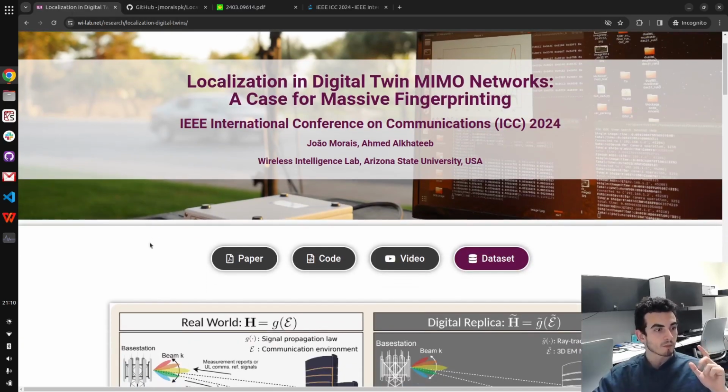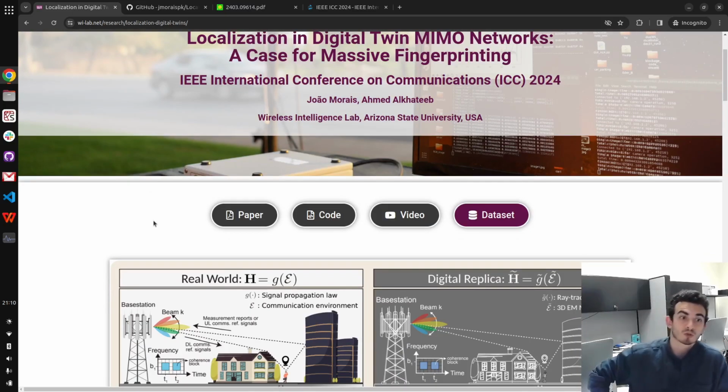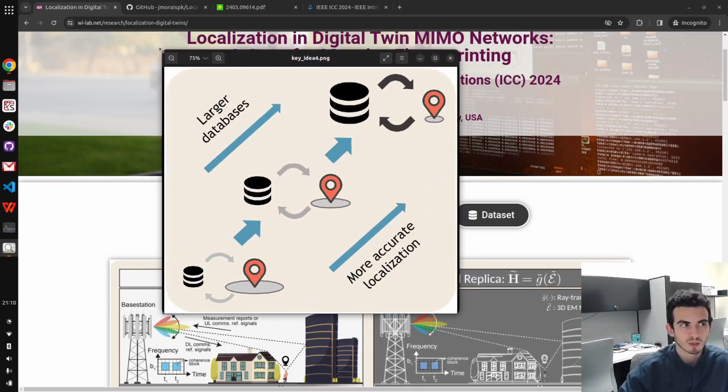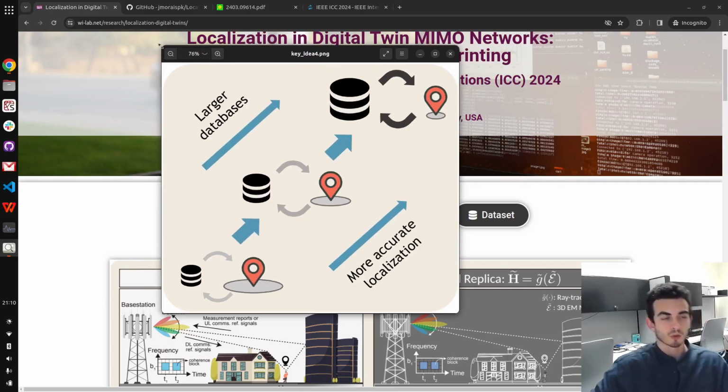Before we go in there, let me introduce what we try to do. And there is a nice image that shows our idea, essentially. And this is an image about fingerprinting, because fingerprinting is one of the most scalable localization approaches. But that localization approach has been bottlenecked in some way because it is so hard to create databases for fingerprinting.